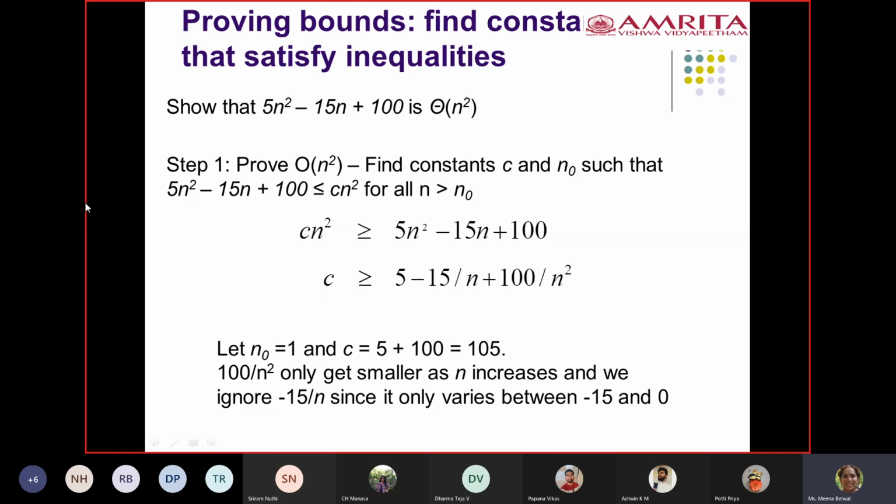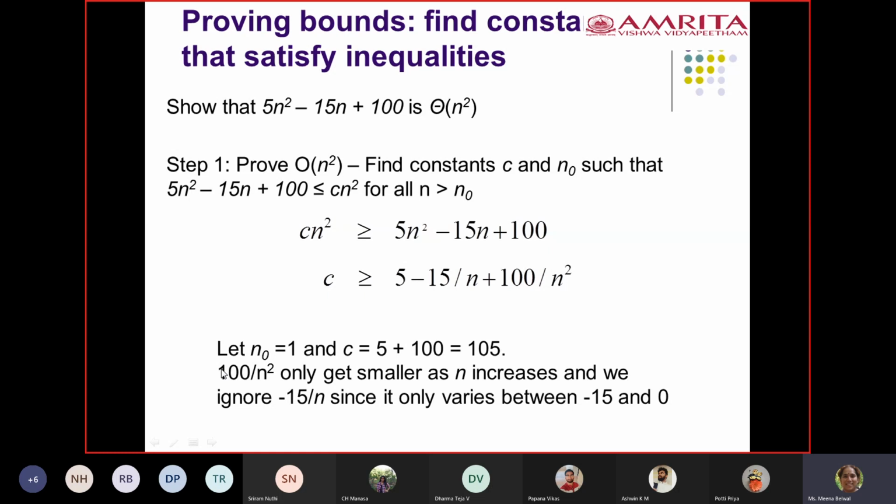Students, please do it with me. If I make n as 5, it is going to be 5 minus 15 plus 100 by 25. So it is going to be 105 minus 15. 105 minus 15 gives me 90. So if I keep C as 90, it is good enough, isn't it?